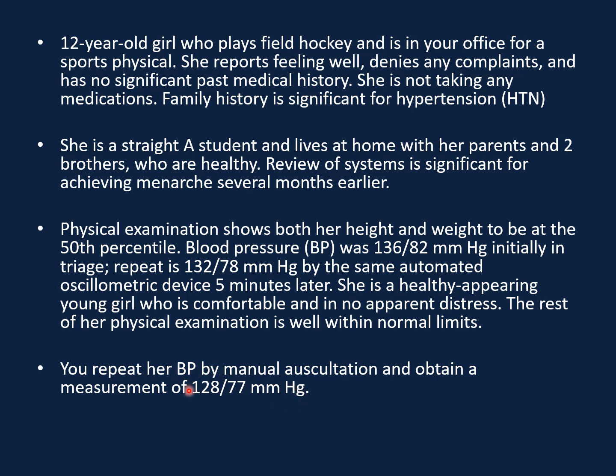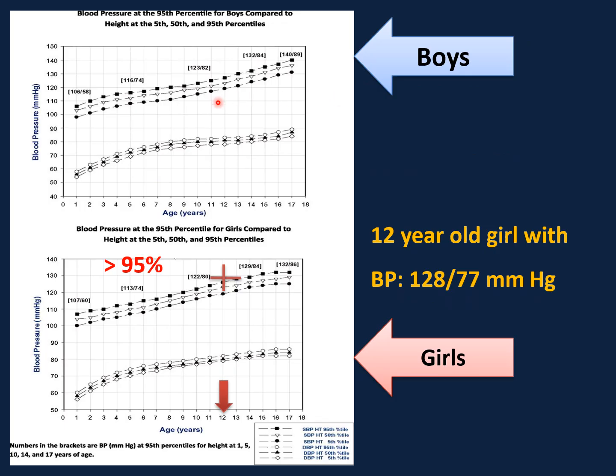How can you decide the percentile for the blood pressure for this age? We'll know that in the next slide. The best way to determine the blood pressure is to use the blood pressure curve. This is for boys, this is for girls. Our case is a 12-year-old girl with confirmed blood pressure 128/77 millimeter of mercury. This is 12 and this is 128, so it is more than the 95th percentile, so it is hypertension.